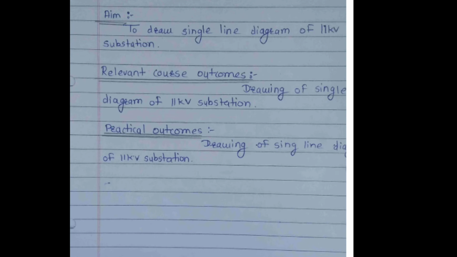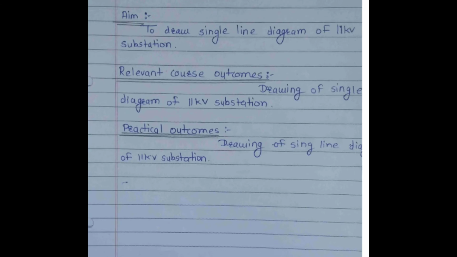Next are the aim, relevant course outcomes and the practical outcomes. Next, the last is the conclusion. Hence by completing this practical we are able to draw the single line diagram of an 11 kilovolt substation and identify the various components used in it.